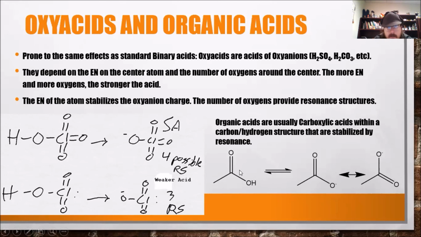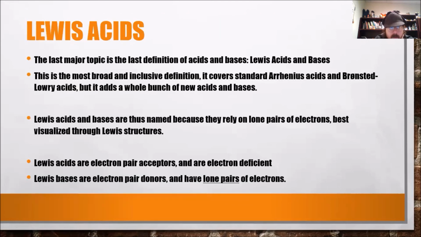So even though this is a weak acid, it's still stronger than a non-acid. Whenever you have a lot of oxygens, they typically become stronger acids. Now there's a few exceptions, as I said, like H3PO4, that's a weak acid, and H2CO3, a weak acid. But those aren't too bad.